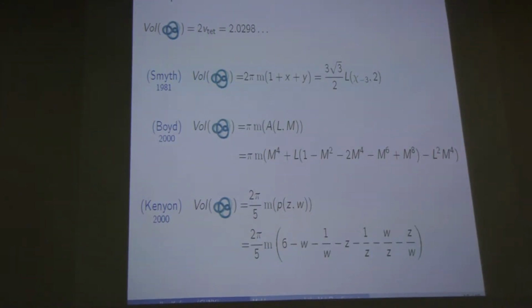And then Kenyon showed that 2π/5 times the Mahler measure of this two-variable polynomial is giving you the volume of the figure 8 knot. This polynomial, we'll see later, comes out of the dimer model. What's interesting is these two mathematicians were at the same university, UBC in Vancouver, working at the same time, coming up with these results, and they had no idea about each other's work.